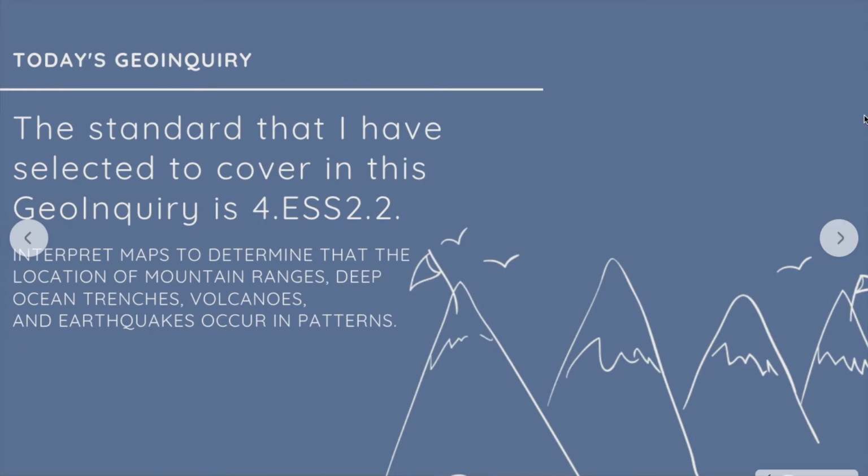So today's GeoInquiry that we're going to work through is one that I've picked a focus standard for. The standard that I've selected to cover in this GeoInquiry is for ESS 2.2, Earth Sciences. We're going to interpret maps to determine that the location of mountain ranges, deep ocean trenches, volcanoes, and earthquakes occur in patterns. Now that's a lot. That's a big standard in science to kind of undertake in one class.